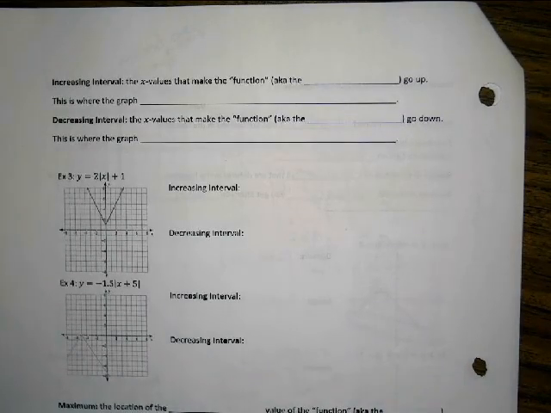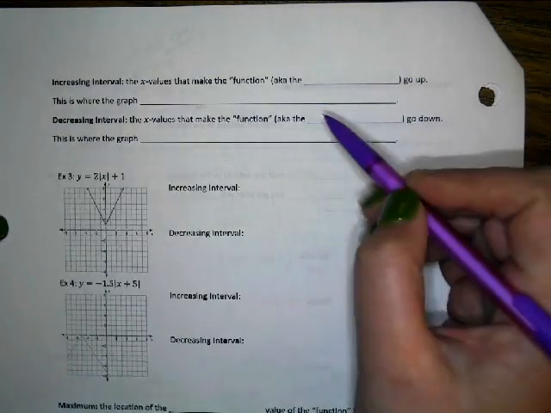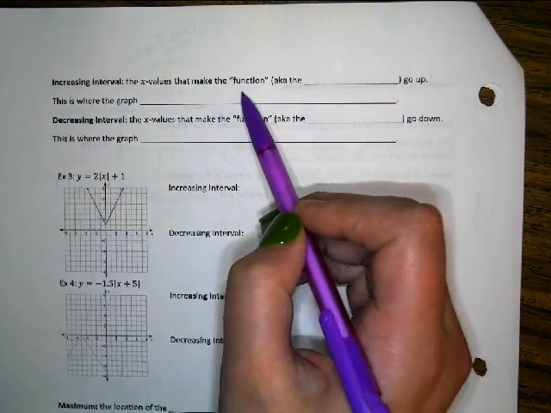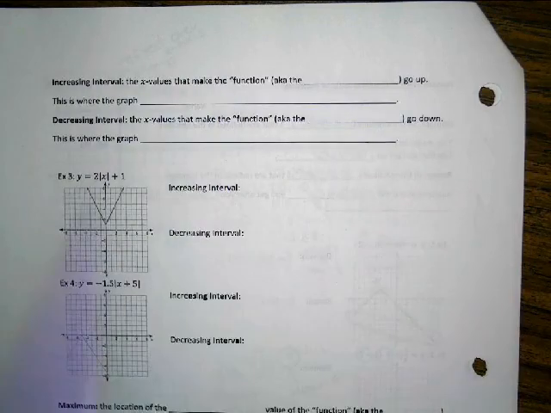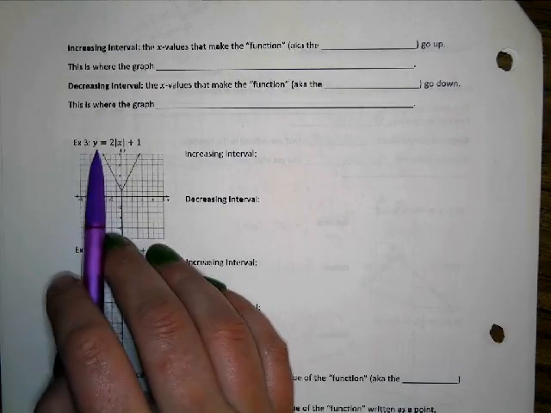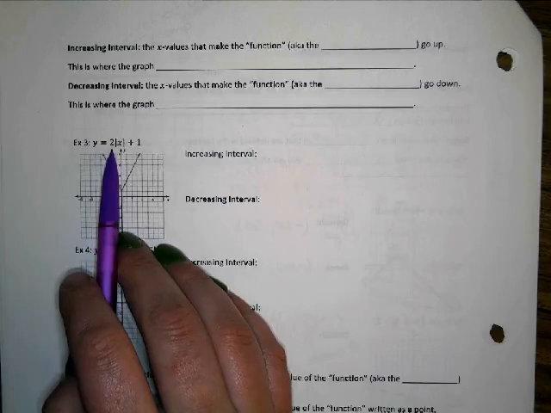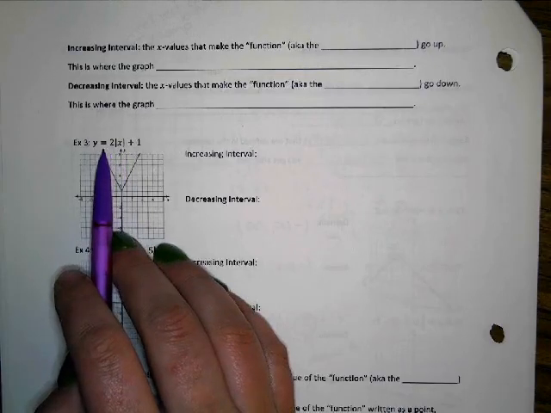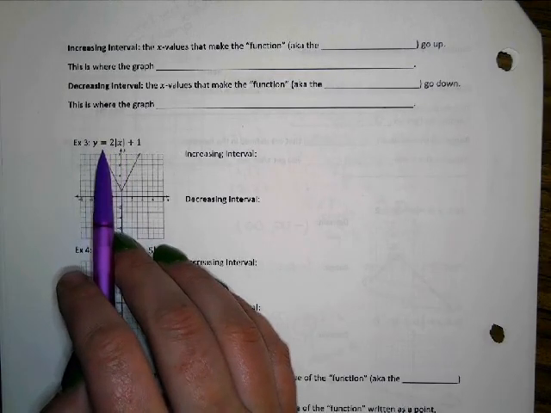Increasing intervals are the x values that make the function... So the function, that's how we describe an equation. We would say the equation equals, or the function equals this. So if we had, for example, 3, we would say the function is 2 times the absolute value of x plus 1.